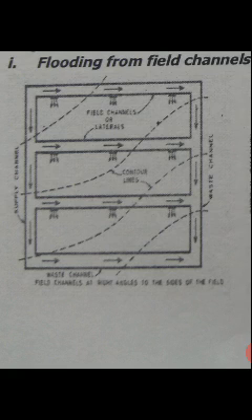As I said, irrigation may be broadly classified into two types. One is surface irrigation and the second one is subsurface irrigation. In the surface irrigation methods, the irrigation water is applied by spreading it in sheets or small streams on the land to be irrigated.